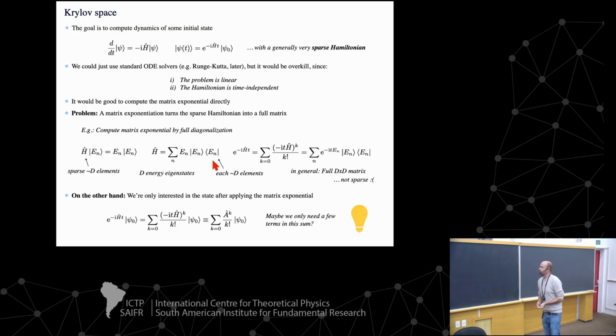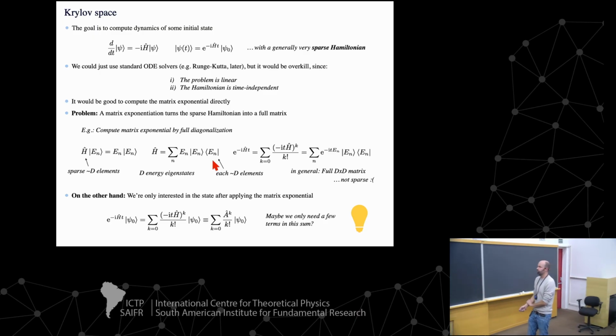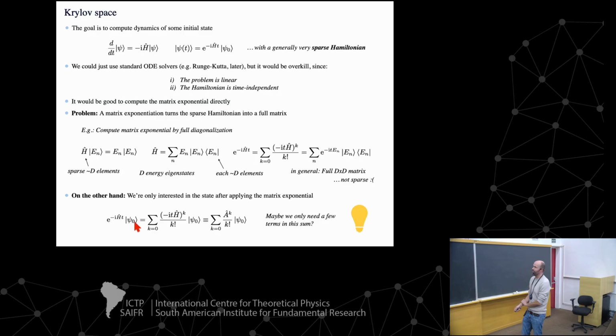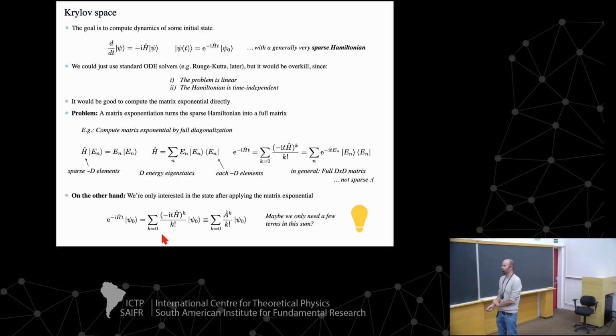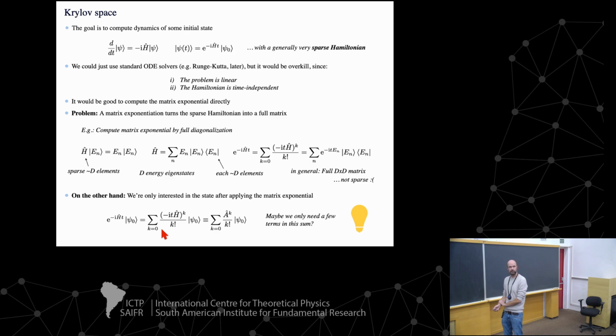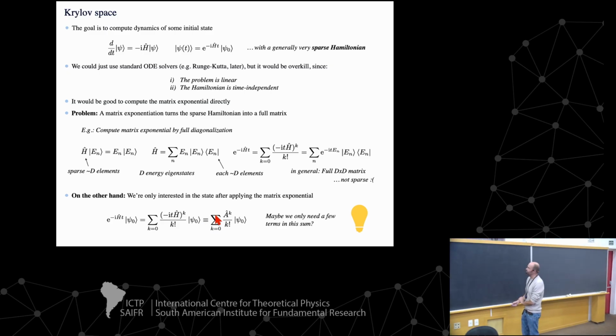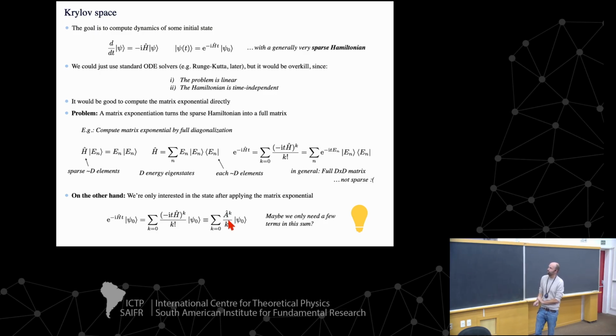So the obvious idea is to go back to the definition of this matrix exponential applied to some initial state, which was defined as the full Taylor series of the exponential function. So here, minus i t Hamiltonian to some power, divided by k factorial, applied to some initial state. If I look at this sum that defines the Taylor expansion, I can write it as a power of some matrix that I call A.